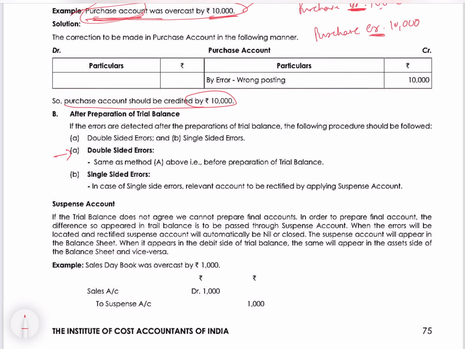Because if you have bought in cash, then we should do cash. If it's a credit purchase, you have to do credit to that respective person. So we really don't know. So in such cases, in single-sided errors, we give impact to the suspense account on the other side. Like even now here the purchase is credited to rectify, so debit we will give to suspense account. So understood the difference between before and after preparation of trial balance.